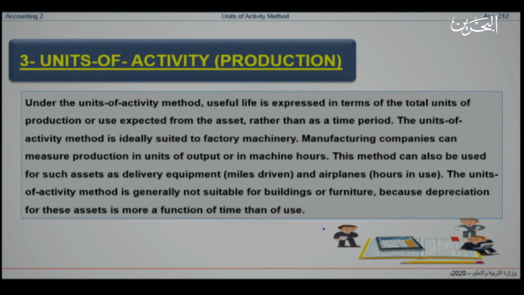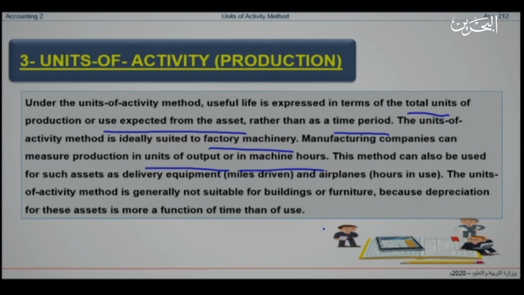First, let's take an idea about the unit of activity or the production. Under the unit of activity method, the useful life is expressed in terms of the total units of production or the use expected from the asset, rather than a time period. The unit of activity method is ideally suited to factory machinery. A manufacturing company can measure production in units of output or in machine hours.